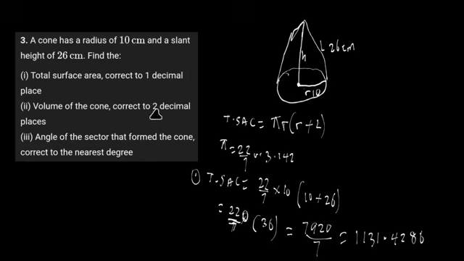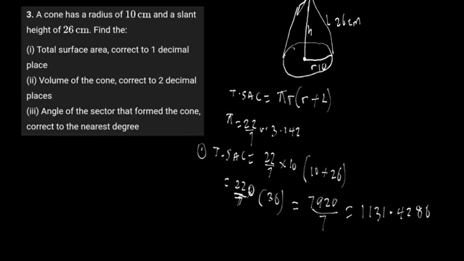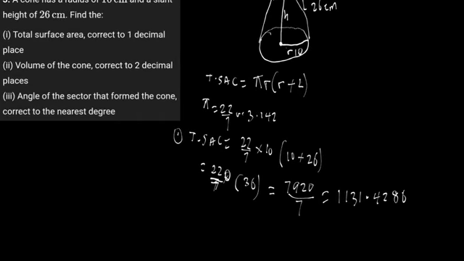But the question says to correct this to one decimal place. Now, how do you correct this to one decimal place? Many of you are still finding it difficult to correct a number to one decimal place. This is quite simple.